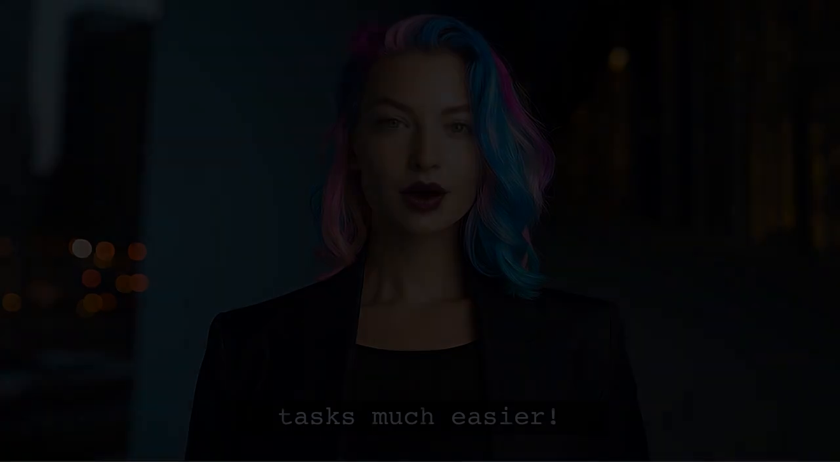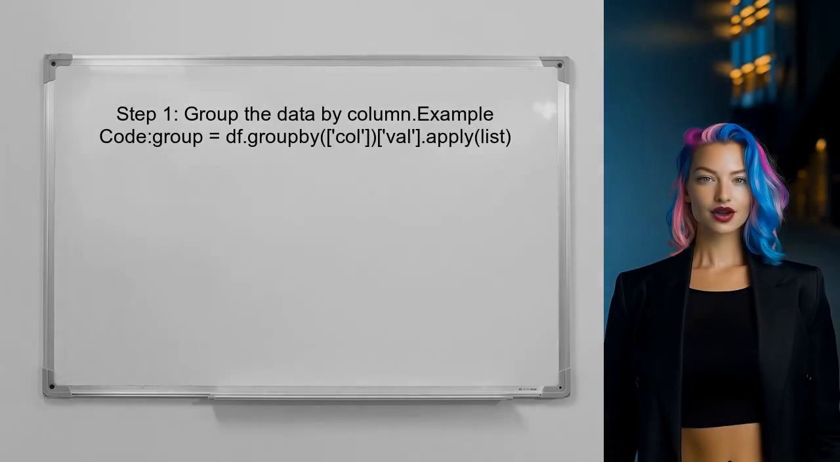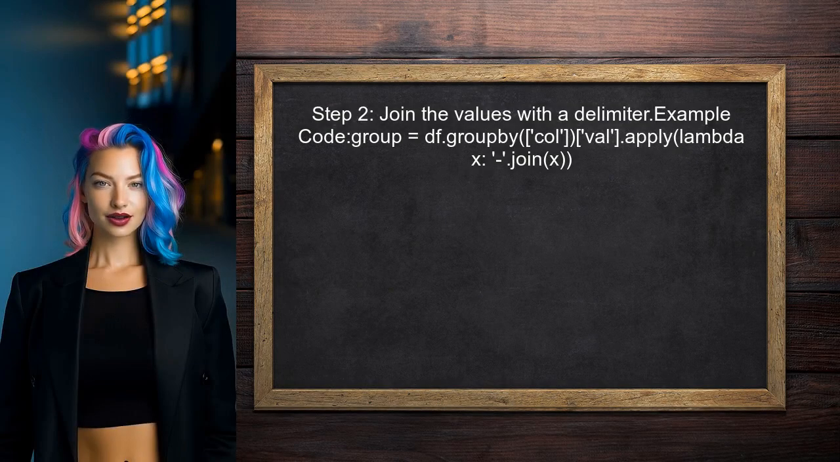tasks much easier. To achieve the desired output with a delimiter, the user should first group the data by the specified column. This can be done using the GroupBy method in Pandas. Next, the user needs to join the values in each group with the desired delimiter. In this case, the user wants to use a hyphen.